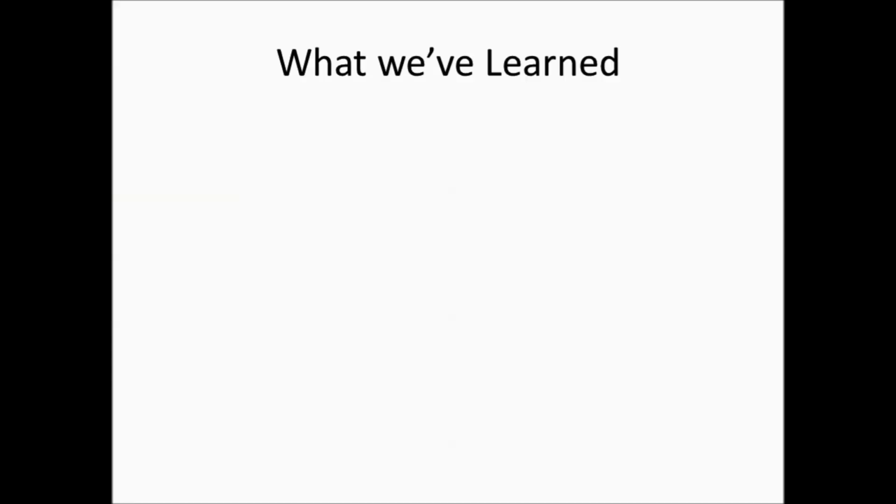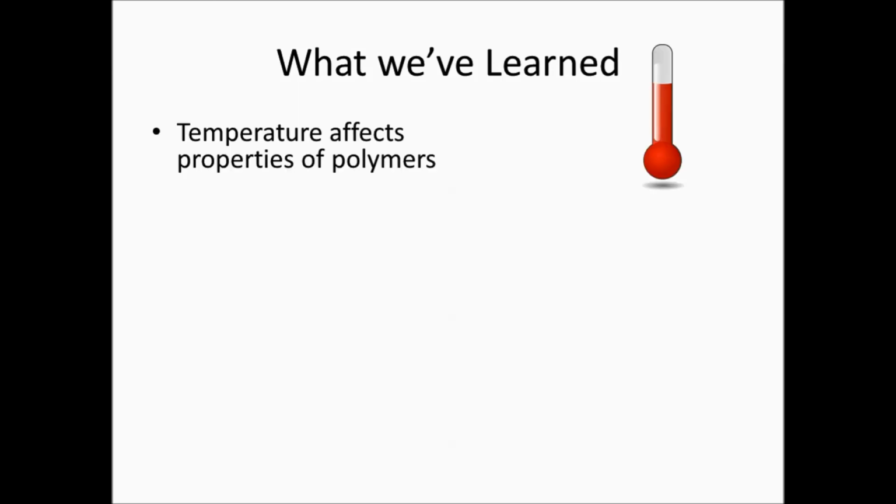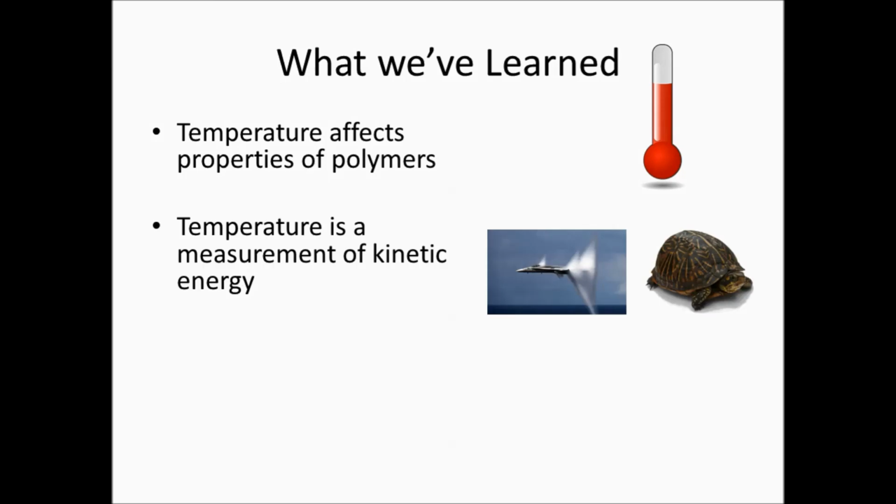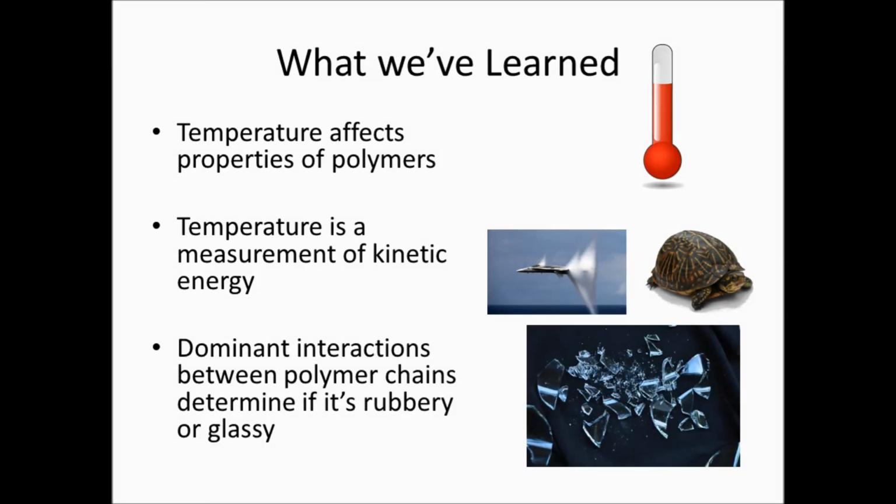So today we've learned a few things about polymers and the effect temperature has on those polymers. We saw that kinetic energy is used as a measurement for how fast those molecules are moving or wiggling about, and we saw how different interactions in those molecules can change the mechanical behavior of the polymer.